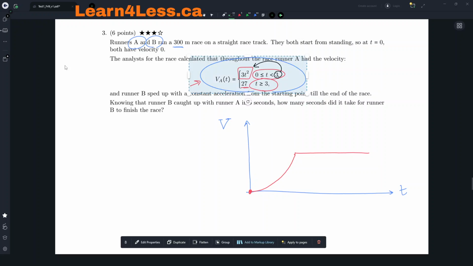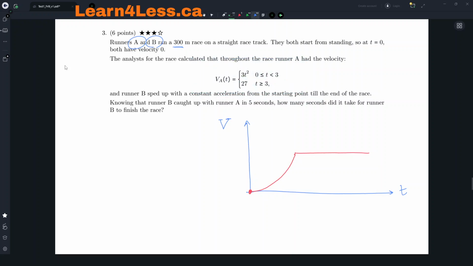But how about runner B? Runner B has a constant acceleration. So from the starting point to the very end point of 300 meters, they have a constant acceleration, which means the rate of change of velocity is constant. It means basically it has a straight line with a positive slope. And why positive slope? Because they are accelerating.